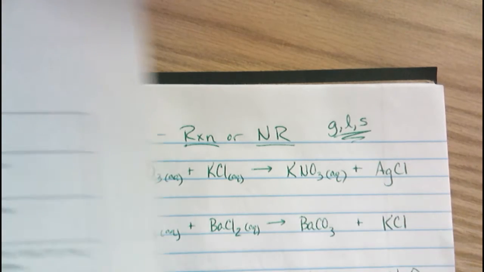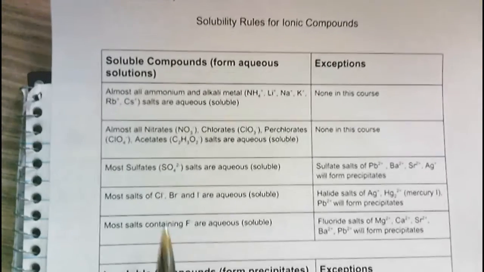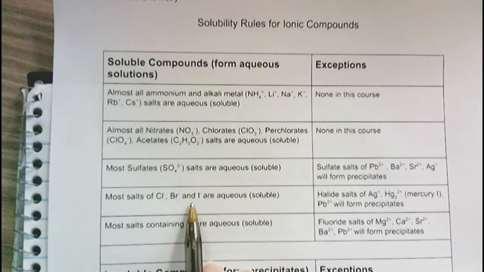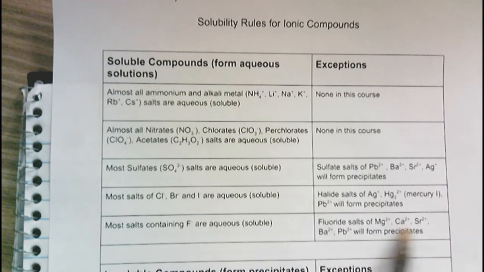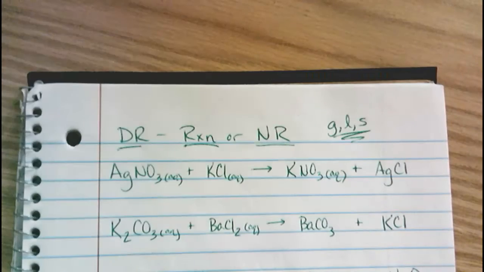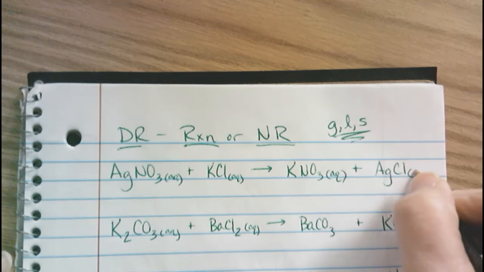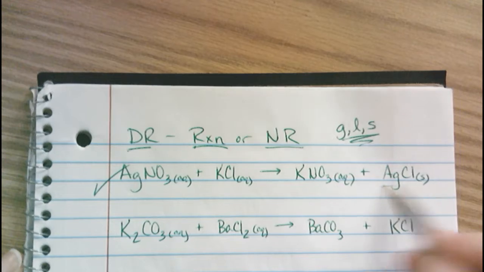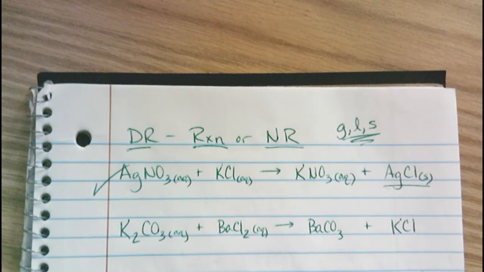Okay, what about silver chloride? Well, we go here and we see chloride. Most of these are aqueous, but you have to go over here and look at the exceptions. And sure enough, there's silver right there. So this means that silver chloride is going to form a precipitate. So we're going to mark this as solid. And then yes, this does actually happen because we made something other than an aqueous solution.